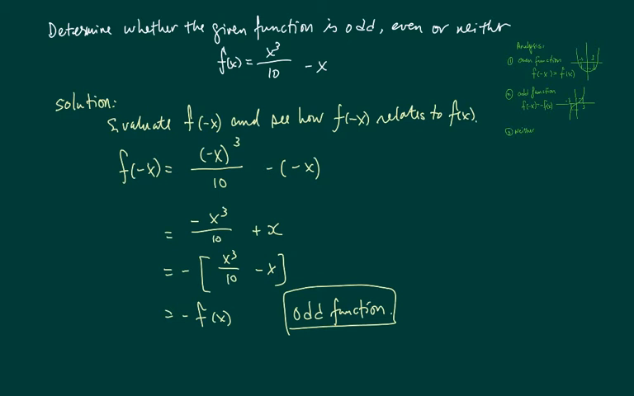From here onward, it's pretty straightforward. Minus x cubed is minus x cubed. Minus minus x becomes plus x. Pulling the minus sign out, the first term becomes positive and the second term becomes negative. We're doing that because whatever is in the bracket here duplicates what the function is. So in essence, we proved that f of minus x is equal to the negative of the function. Therefore, by the earlier analysis, this is an odd function.